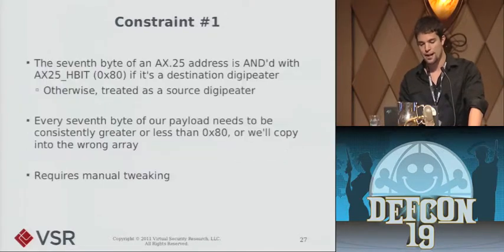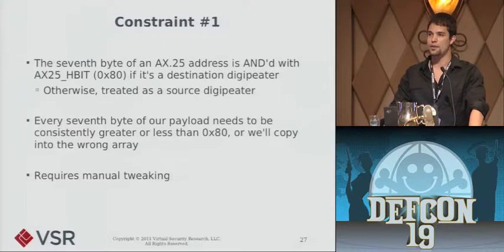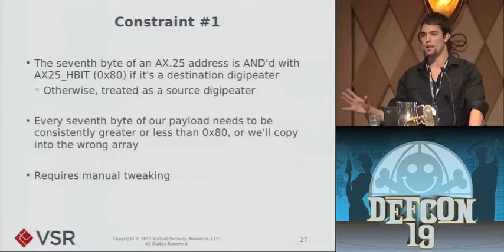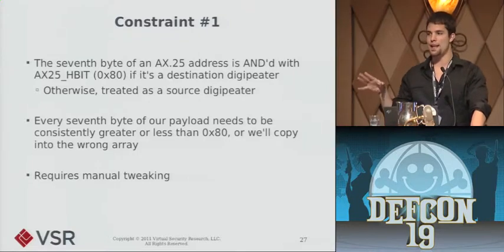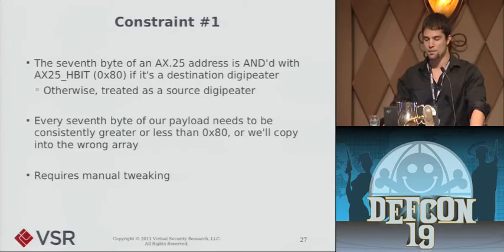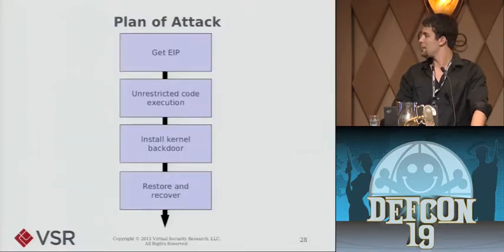Now, you may also notice that there's a constraint here. The 7th byte of every AX25 address is actually ANDed with a flag that indicates whether it's a source or destination digipeater. And that means in our payload, we need to obey that constraint. Every 7th byte needs to be consistently greater or less than 0x80. Otherwise, one 7-byte chunk might be copied into one array, and then the next one might be copied into a different array, and it would be very difficult to handle, and it would be a pain. So this sort of just required me to go through the exploit and manually check that this constraint was satisfied.